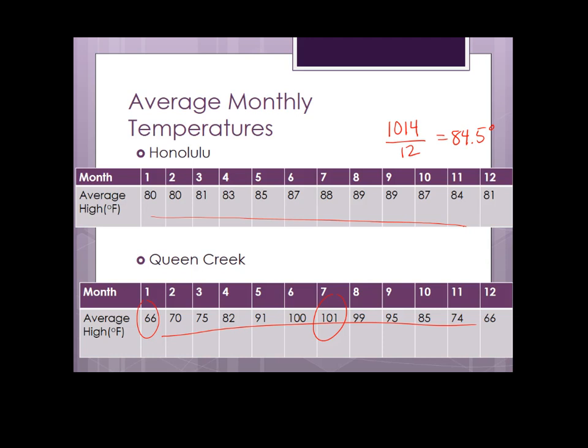All right, for Queen Creek, let's do the same thing. So here I'm going to do 66 plus 70 plus 75 plus 82 plus 91 plus 100, it gets really hot there, plus 101 plus 99 plus 95 plus 85 plus 74 plus 66. So that's 1004 divided by 12.